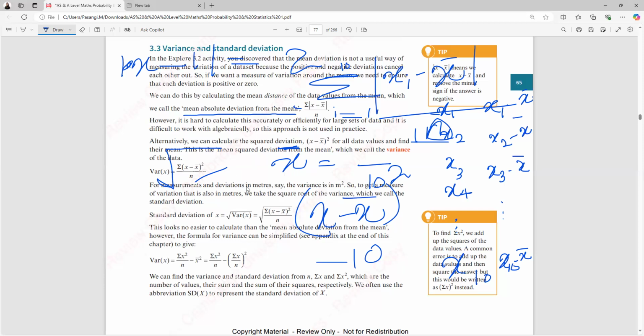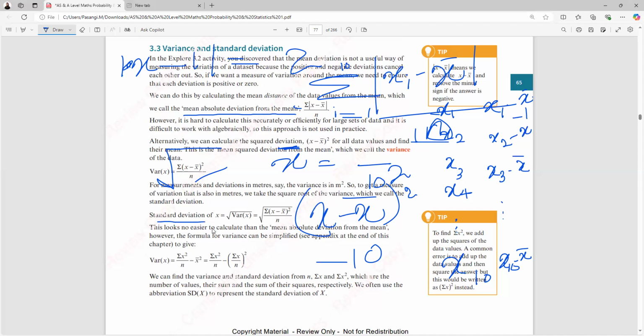For measurements and deviations in meters, say, the variance is in meters squared. So to get a measure of variation that is also in meters, here it's degree 1, but here it's degree 2. If we want to make it degree 1 again, we need to take the square root. For that square root value, we have given a special name: the standard deviation.